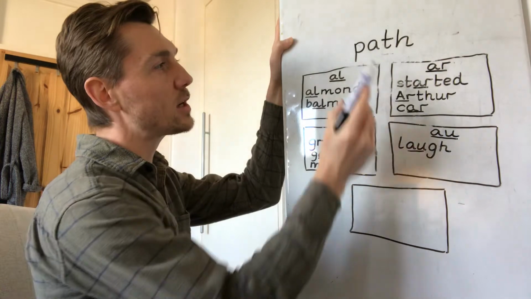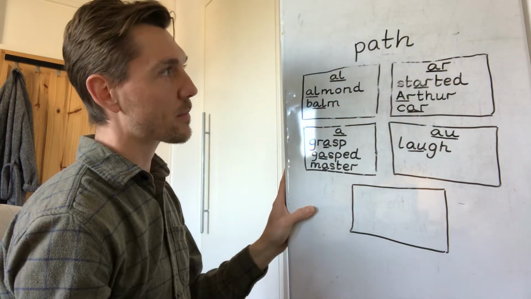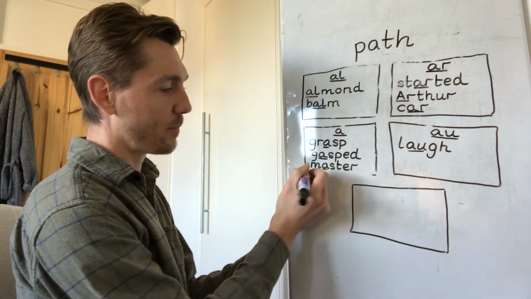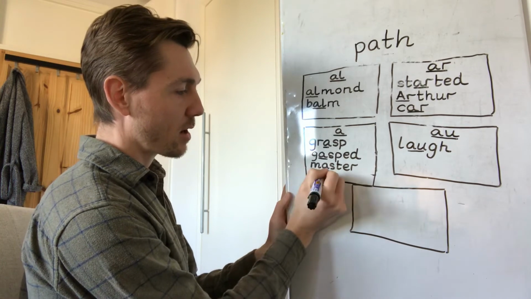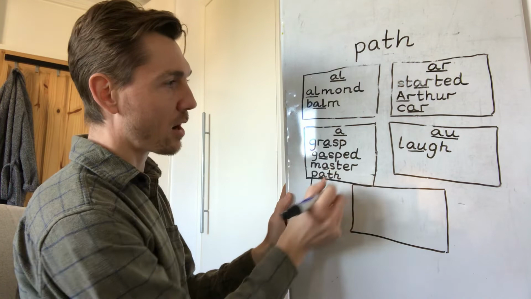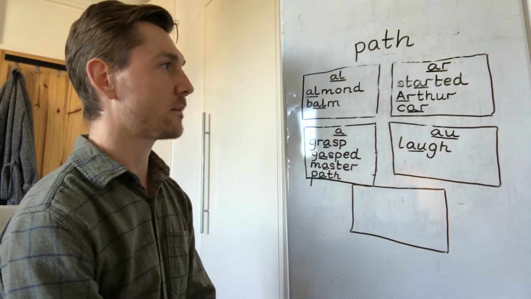After 3. 1, 2, 3. Path. Okay, and again, I'm just going to make this section a bit bigger. P, R, F, path. Okay.